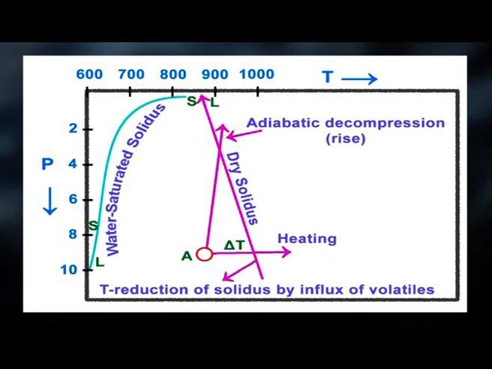Melting also takes place when the influx of volatiles, mainly water, occurs during metamorphism. This would reverse the slope of the solidus. This wet solidus or water saturated curve is characterized by temperature reduction as pressure increases because of the vapor effect at high pressures.